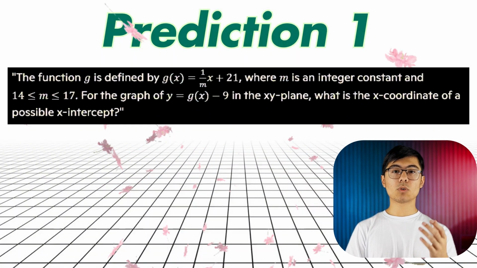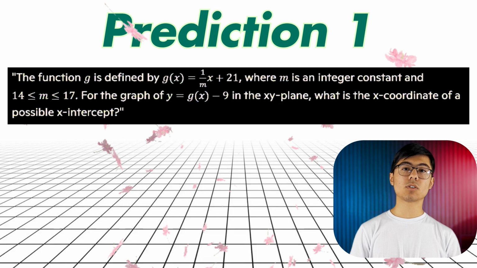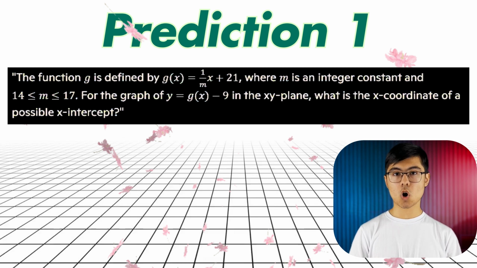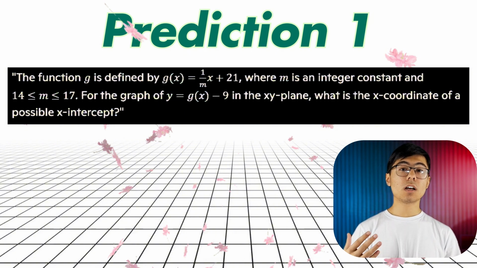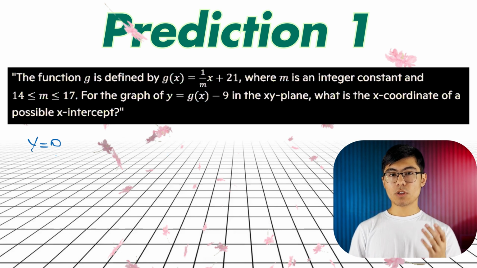In this case, we are looking at the transformed function y equals g of x minus 9. The magic here is in the transformation. It's asking for the x-coordinate of the x-intercept, which, in case you forgot, happens when y equals 0. But here's the genius move. You don't even need to find the whole equation. So let me show you the trick.